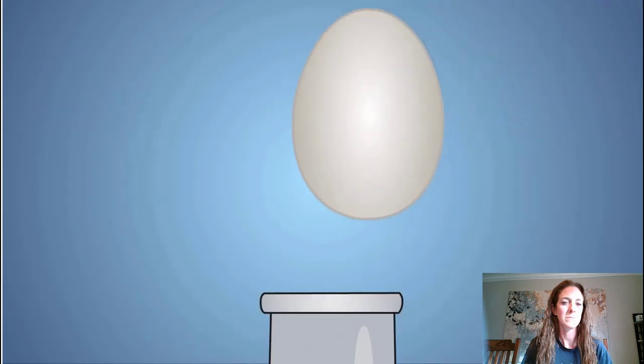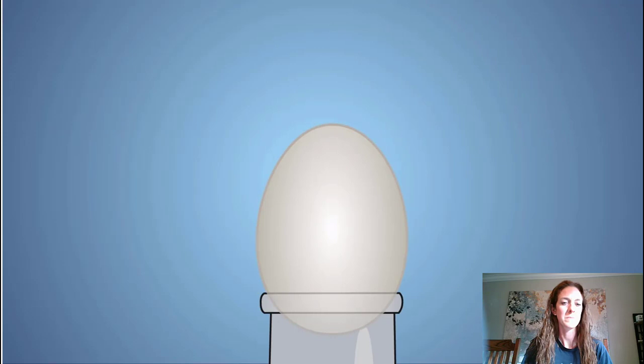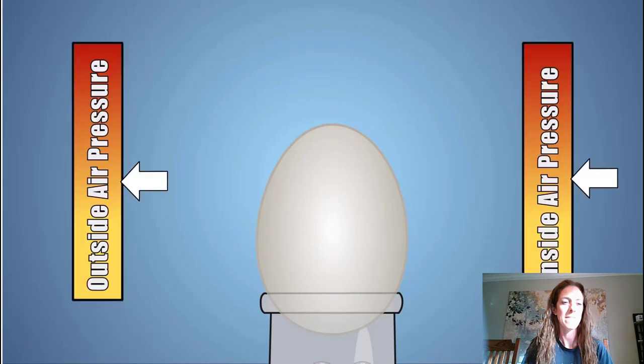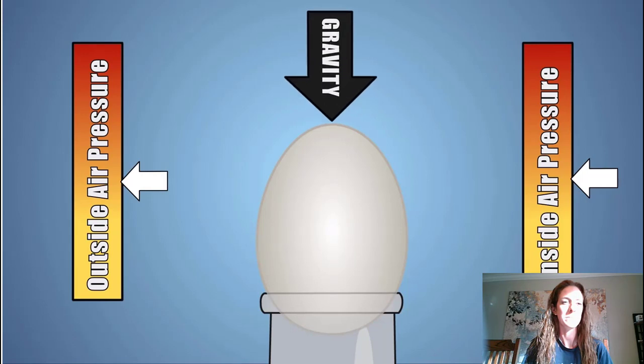Normally, when you place an egg on top of the bottle, it won't fit through the bottle's opening, because the egg's diameter is larger than the opening of the bottle. Since the pressure inside and outside of the bottle are the same, the only force that pushes the egg into the bottle is gravity, but gravity isn't strong enough.